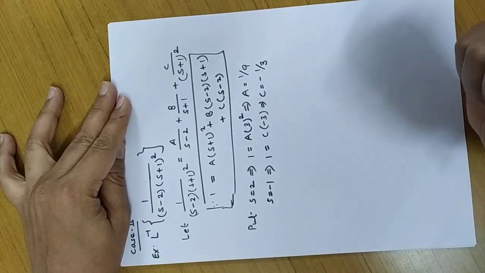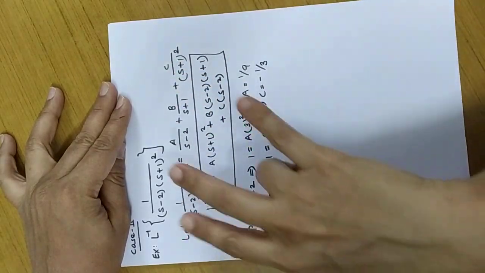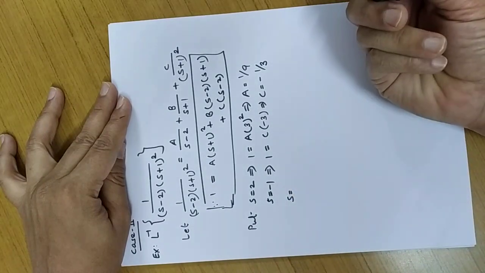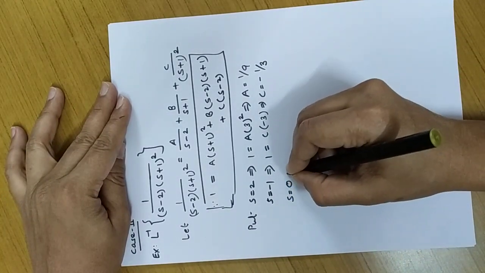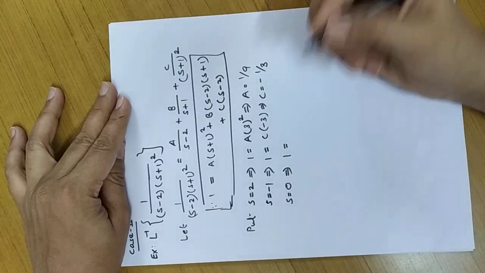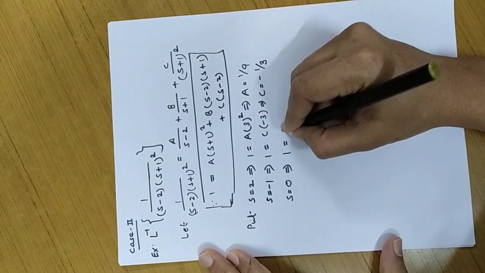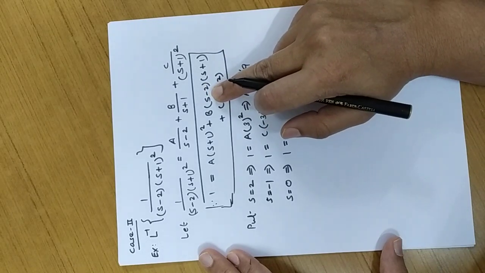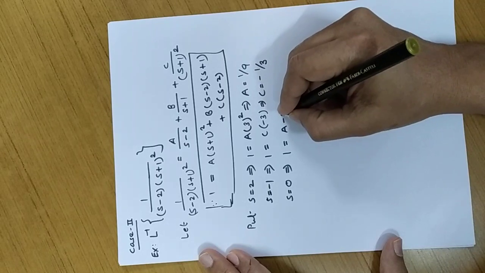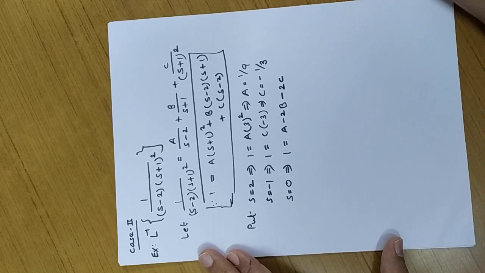Okay, now how to get B? The value of B is pending. We have 3 unknowns and only 2 different linear factors. So you can take any value of S. S is equal to 0 is very easy compared to other values. So take S is equal to 0. The first term is A. Due to this term, with S equal to 0, it is minus 2B, and this term will be minus 2C.